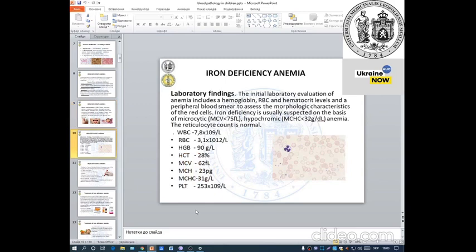The initial laboratory evaluation of anemia includes hemoglobin, red blood cells, and hematocrit levels, and peripheral blood smear to assess the morphology of the red cell. They are microcytic, mean corpuscular volume less than 75 femtoliter, and hypochromic, mean corpuscular hemoglobin concentration less than 32 gram per deciliter.